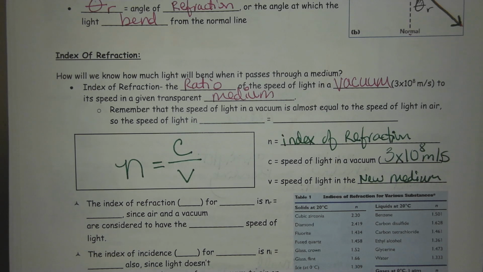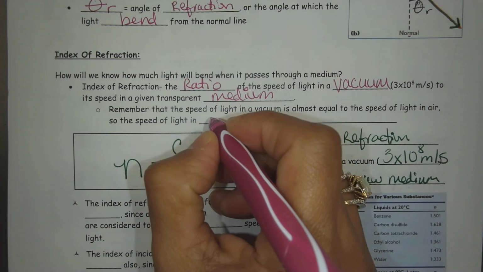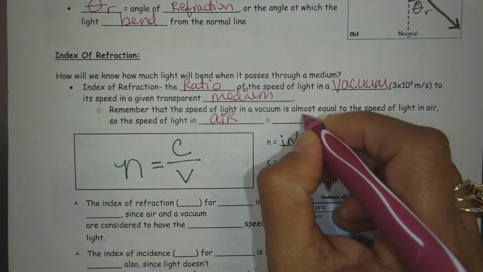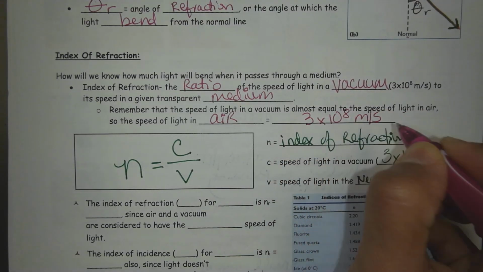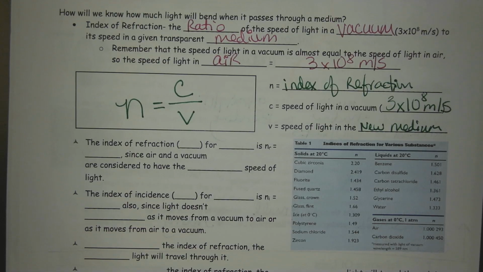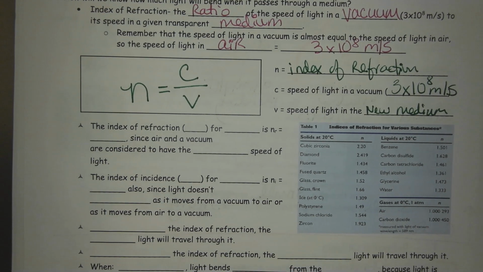It says here, remember the speed of light in the vacuum is pretty much the same as the speed of light through air, which we consider to be 3 times 10 to the 8th meters per second. Okay? It's not exactly, but it's pretty close. And you can see in my chart, the N number for air is 1.000293. Very small difference. It's so little that we don't even consider it. We just consider it to be 1.